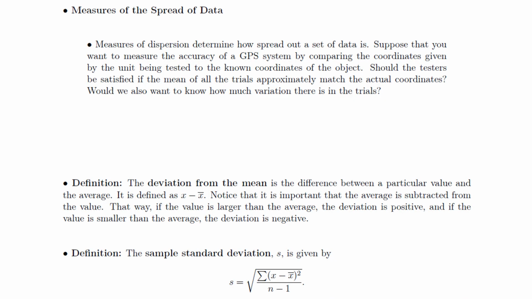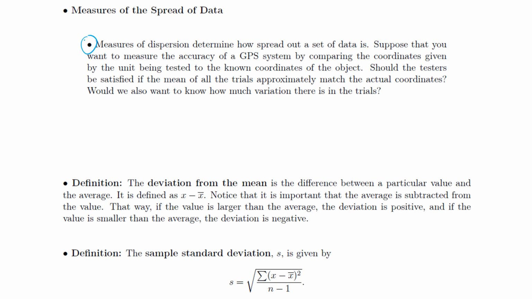So we've been looking a lot at measures of center of a data set, the mean, the median. So here I want us to just consider a little scenario. Suppose that you want to measure the accuracy of a GPS system that's been developed. And so you're doing that by looking at the coordinates the GPS reads out and comparing them to the known coordinates.